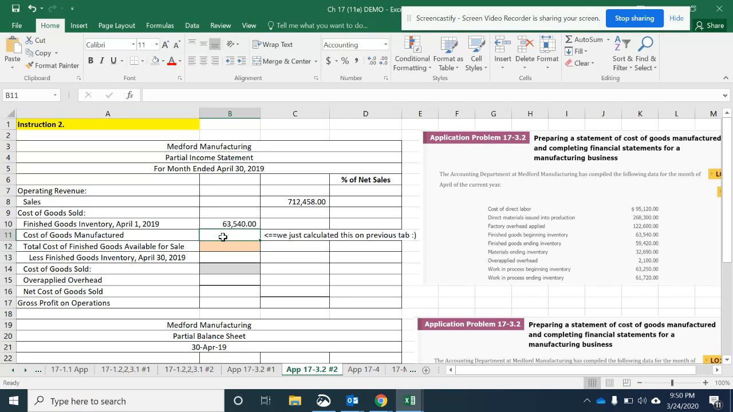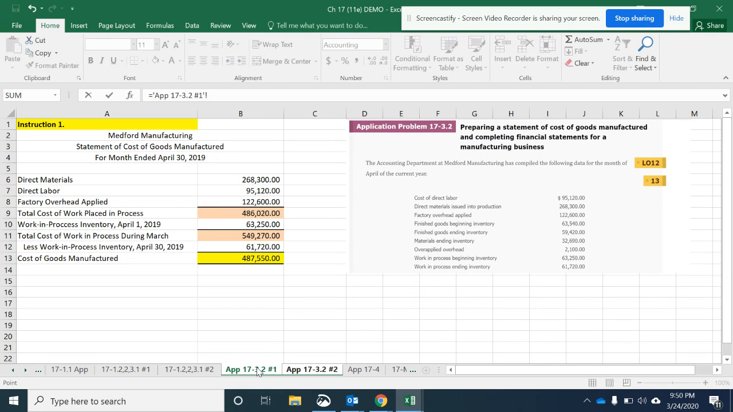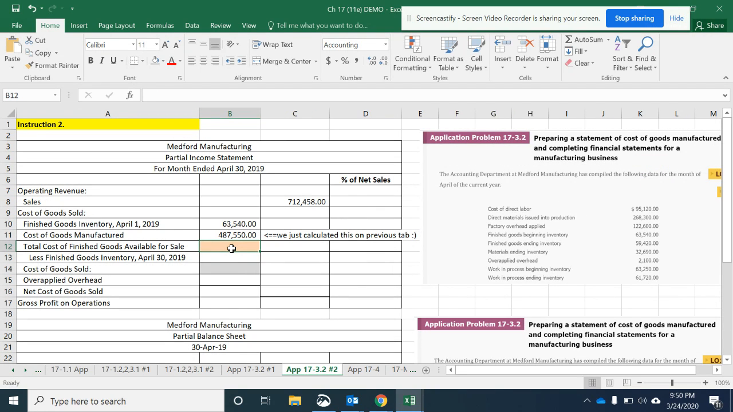Okay, then we're going to grab the cost of goods manufactured, which we just figured out, and there's a little note there to tell you that too. Equals, and we're going to grab that cost of goods manufactured, the 487. There we go. Look at us, we're rocking and rolling. And then we're going to add those babies up. 63 plus the 487 gives us a total in peach of 551,090.